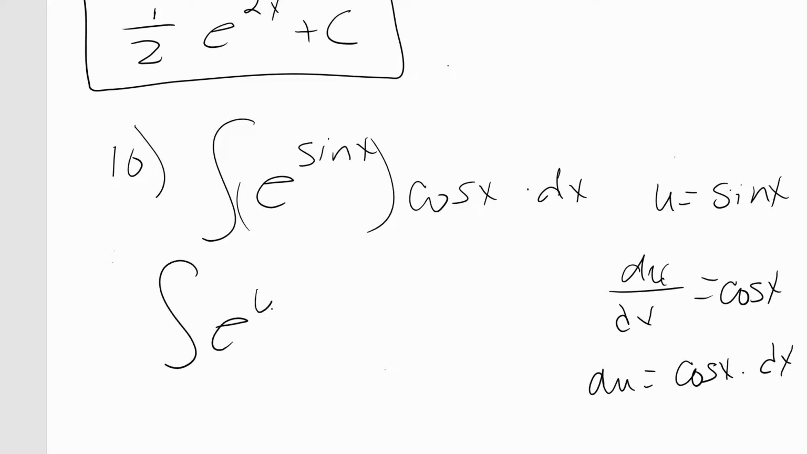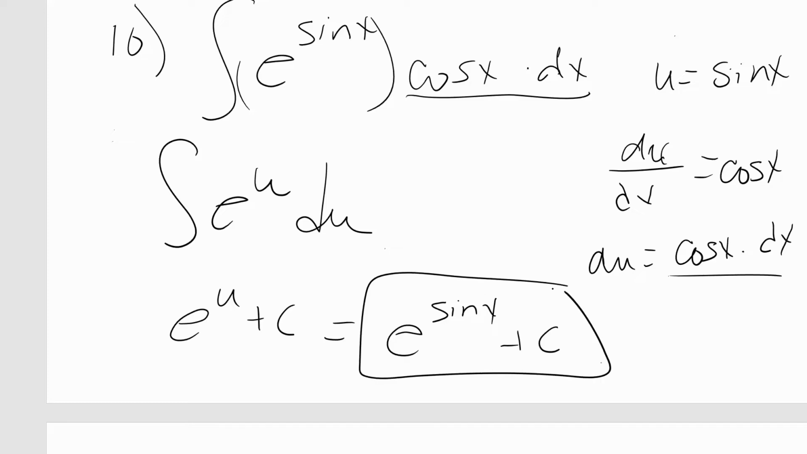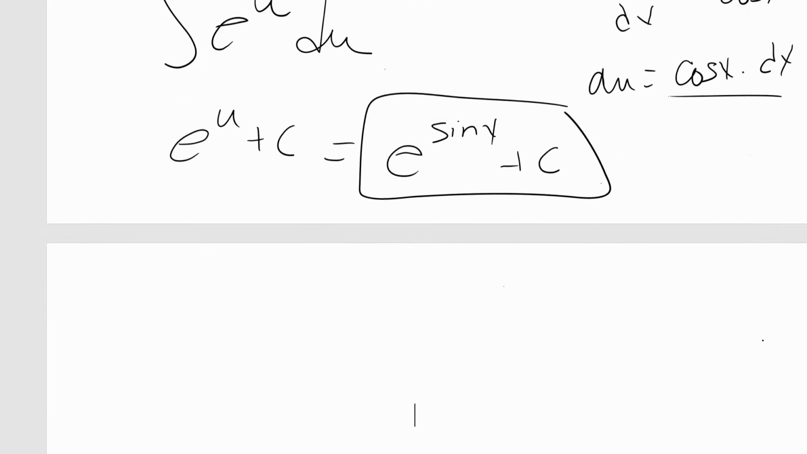So I get the integral of e to the u, and then what I have left is cosine x dx. That matches up exactly with just du. And the integral of e to the u du is e to the u plus c. We'll plug in what u is, and I get e to the sine x plus c. Done. These are really nice. Don't try and make them harder than they are. All right, let's do another one.